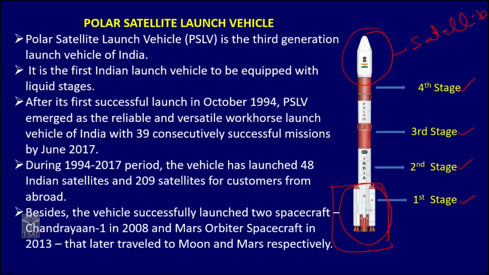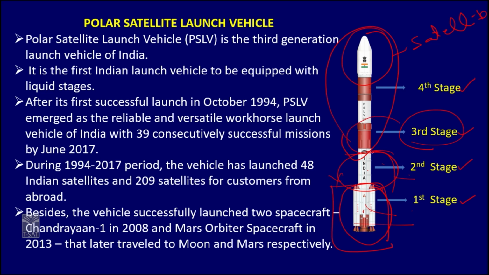launch vehicle. Once stage 1 is completed, it is detached and the stage 2 fuel comes into the picture. And in stage 2, once the fuel is exhausted, this will also get detached. When these two get detached, the remaining part is this mass itself. Here in the third stage, the fuel starts burning.